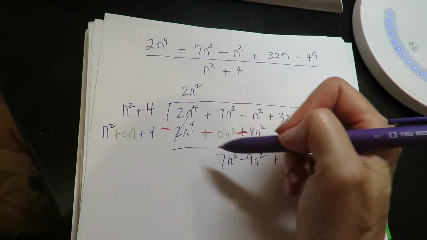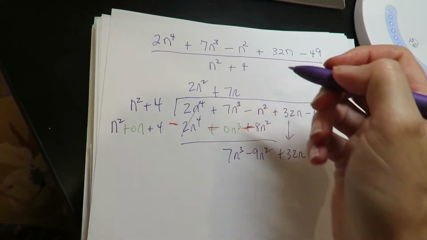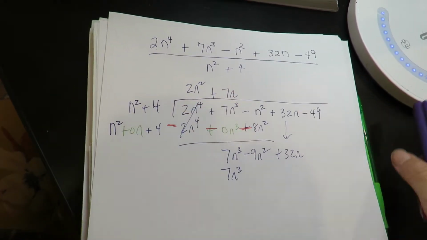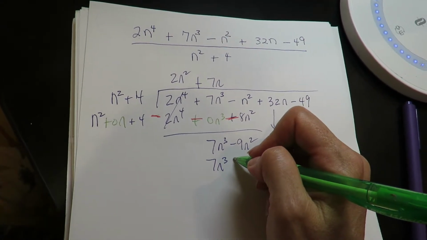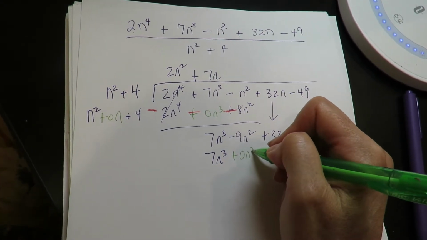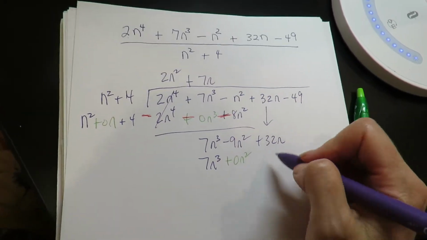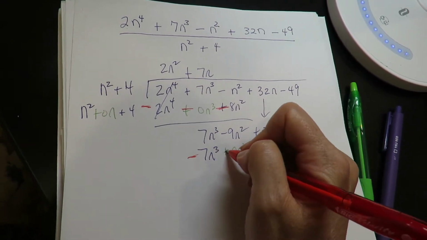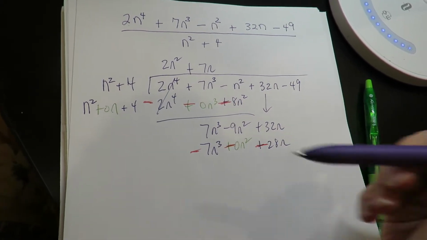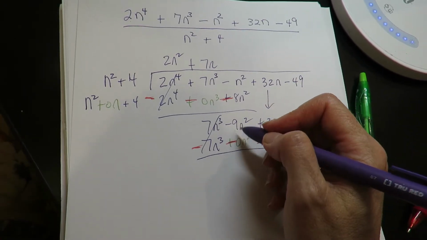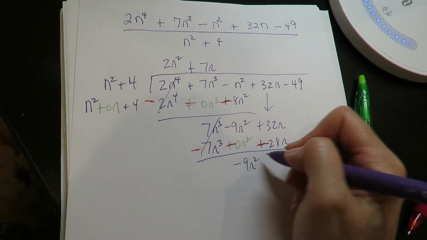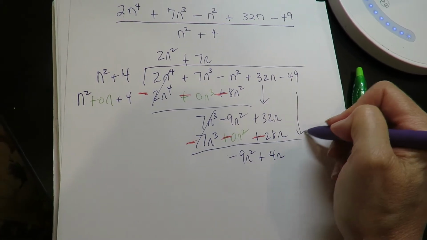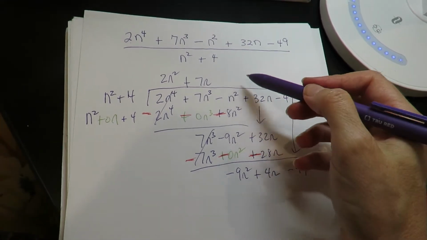Alright, let's do it again. What times the first term makes the first term? That's a 7n. Okay, this times this, 7n cubed. I'll put the green thing in for those of you who like that. That's going to be plus 0n squared plus 28n. Okay, let's opposite everybody. Okay, that goes negative 9 minus 0 is negative 9. 32 minus 28 is 4n. Minus 49.